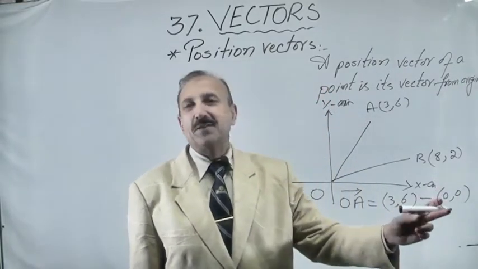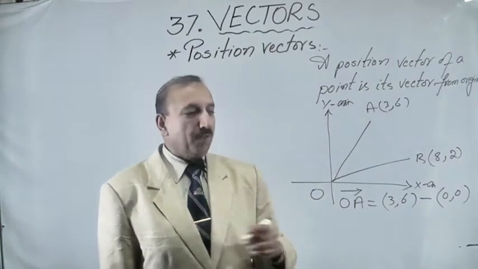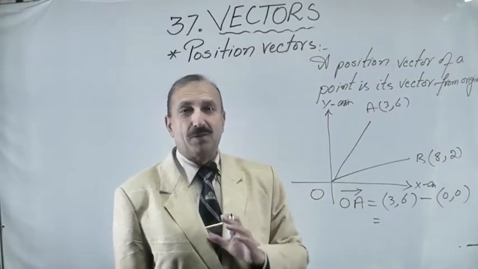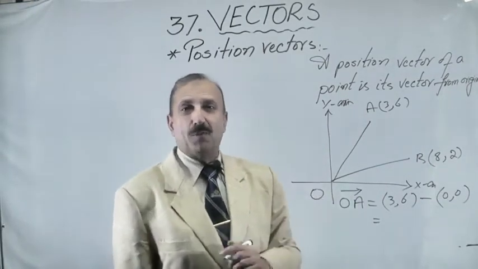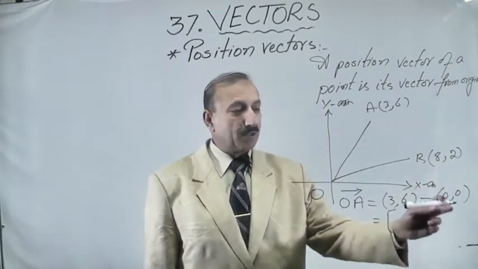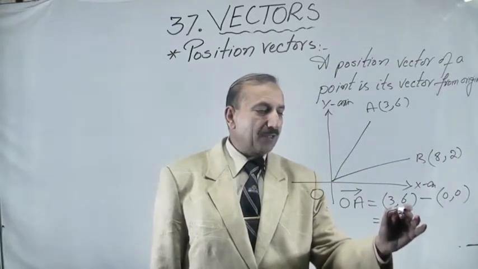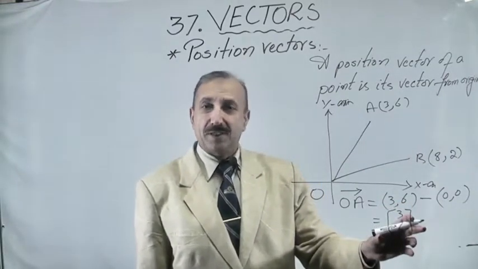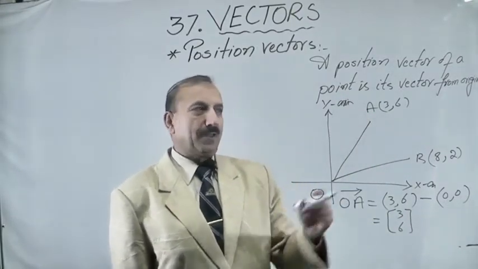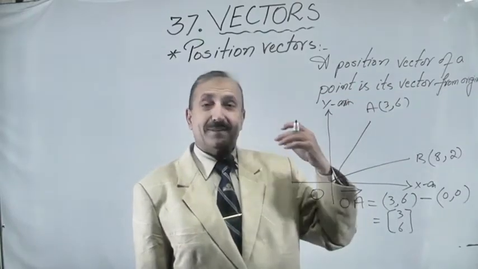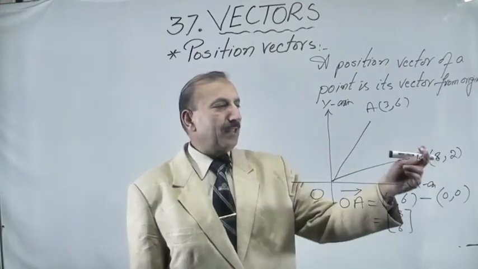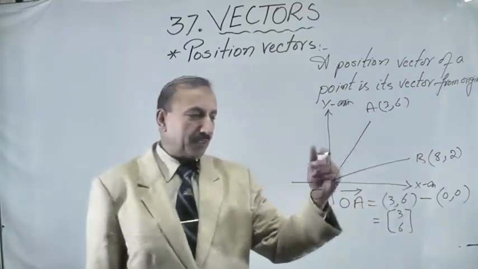When we are writing the ordered pair form of the point in this shape, finally when we are going to write the resultant, it will not be an ordered pair. The resultant must be in the form of a column vector. Here is a column vector, the resultant of the subtraction of these two. This 3 and 6 is the column vector, which is actually the position vector of the point A. And similarly, as described in the definition, a position vector is the vector of any point from the origin. Let's see the position vector of B in a similar way.